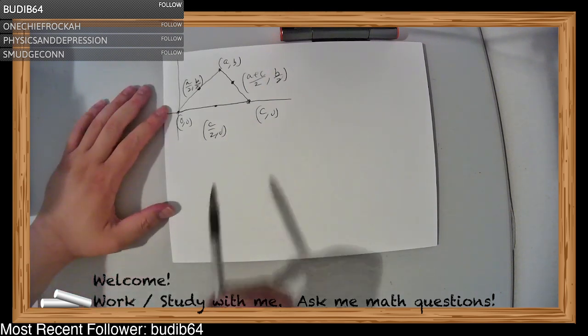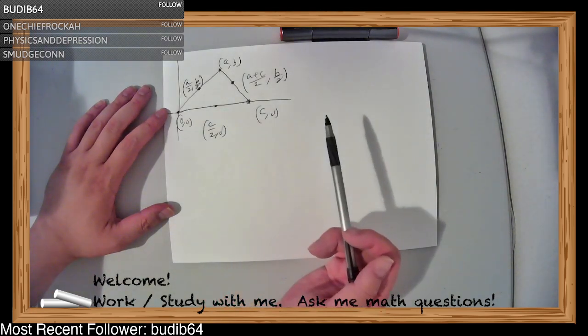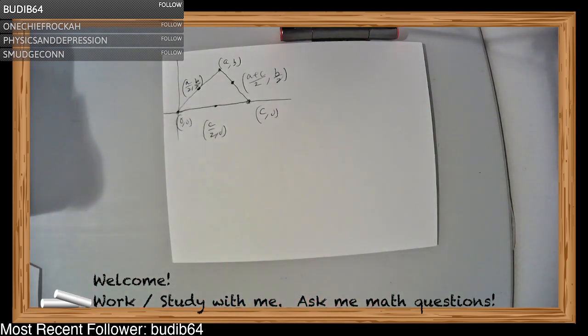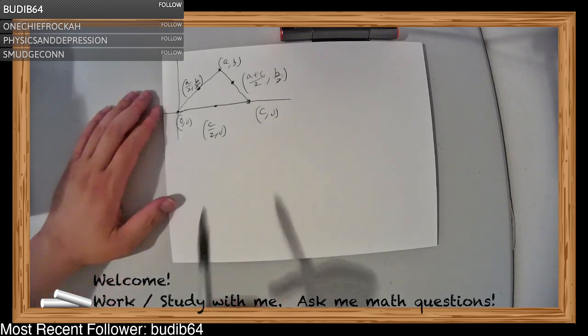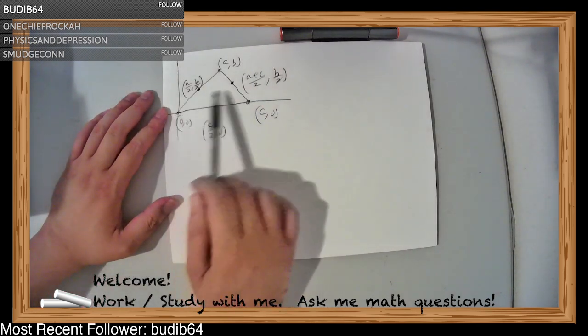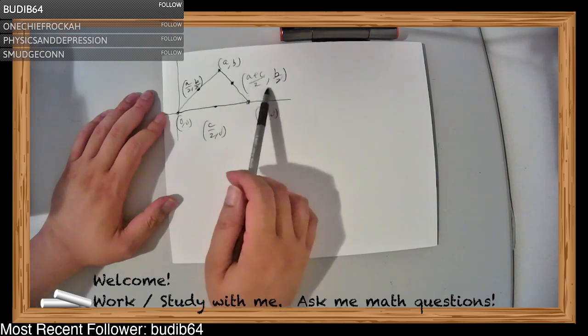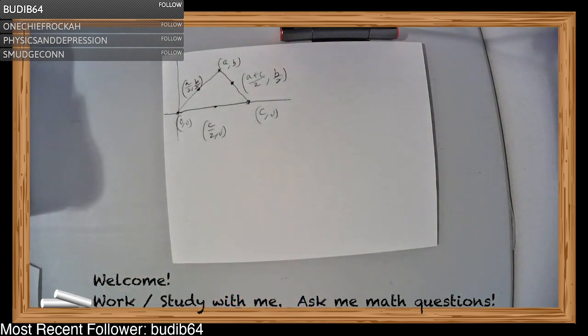So, this will be fun. Yeah. Okay. So anyway, the distance from here to here is A minus C over 2, B. Okay, yeah. I need to divide by 3 and multiply by 2.